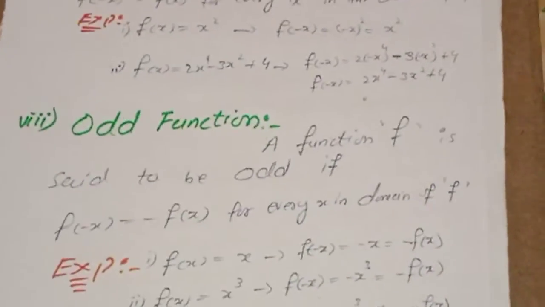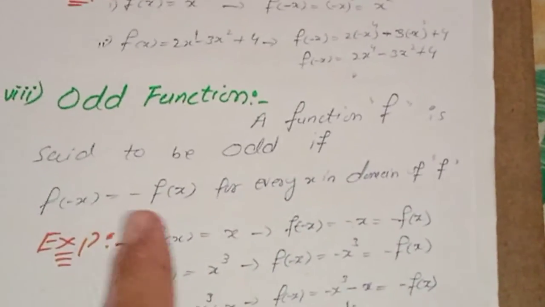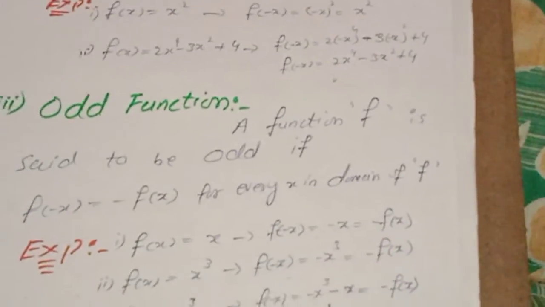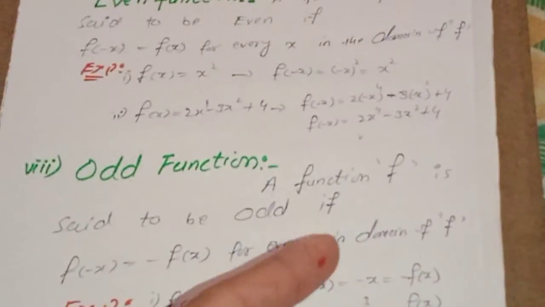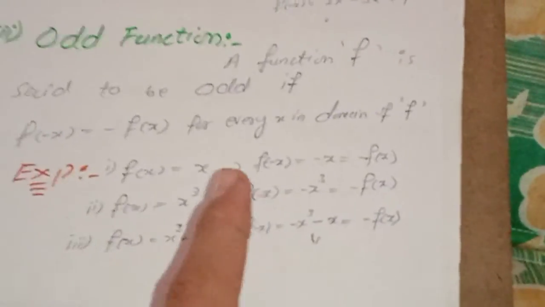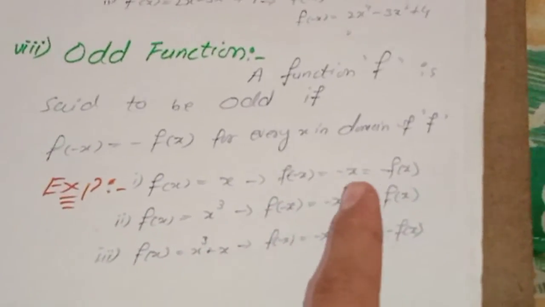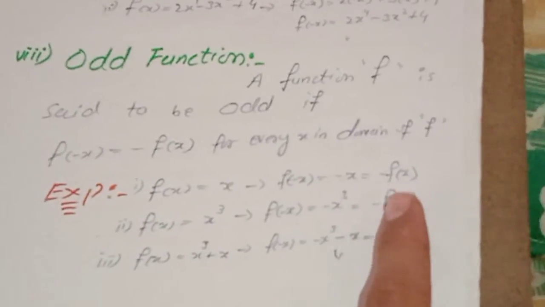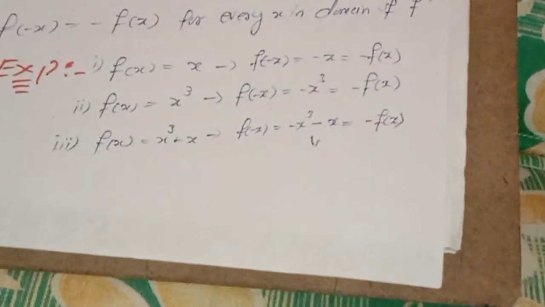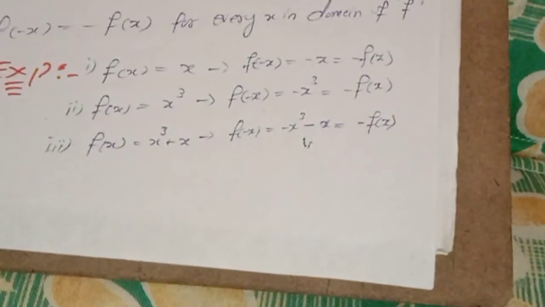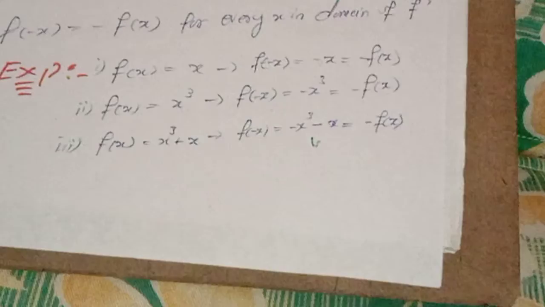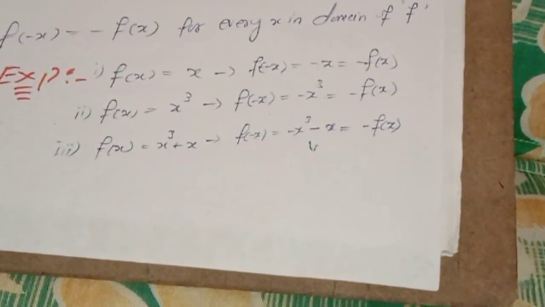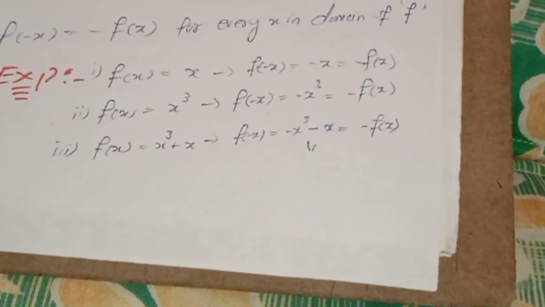Odd function. A function f is said to be odd if f of minus x equal to minus f of x for every x in the domain of f, whose power is an odd number, and even whose power is an even number. If f of x equal to x, if we put f of minus x, it gives us minus x, which is equal to minus f of x. If f of x equal to x cubed, f of minus x equal to minus x power 3 is equal to minus f of x. If f of x equal to x power 3 minus x, f of minus x equal to minus x power 3 plus x, it is also equal to minus f of x. So this is an odd function.